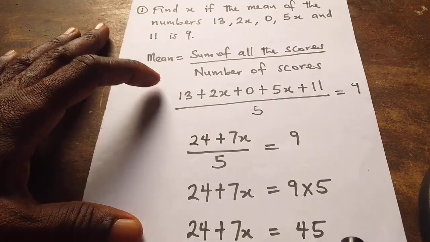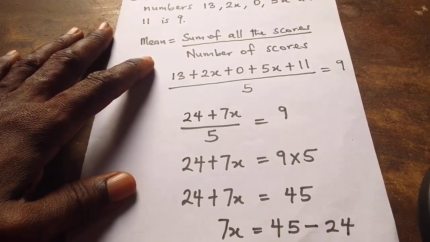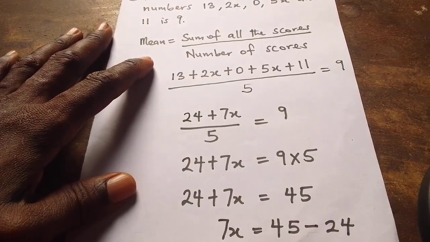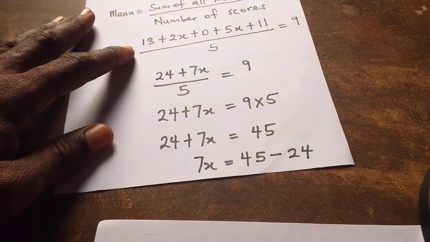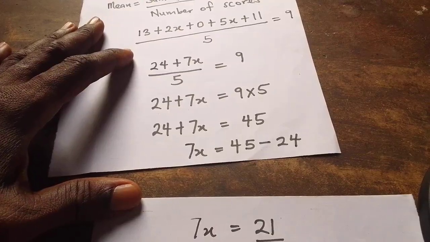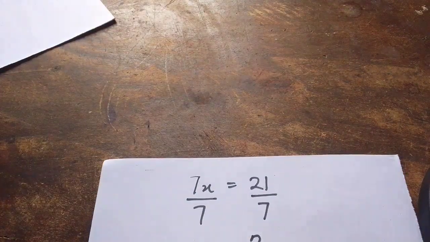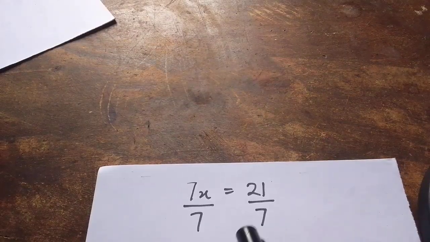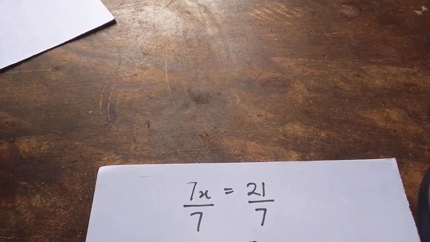It is adding here. When it comes here, it now turns to subtraction. That means you're having 7x is equal to 45 minus 24. So 45 minus 24 will give you 21. So to get x, you are going to divide both sides by 7. When you divide both sides by 7, you are left with x here. 21 divided by 7 will give us 3.